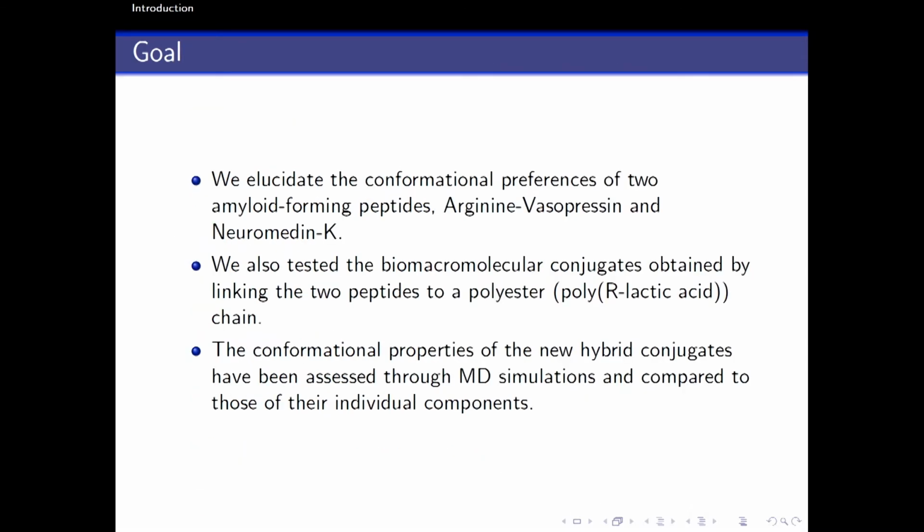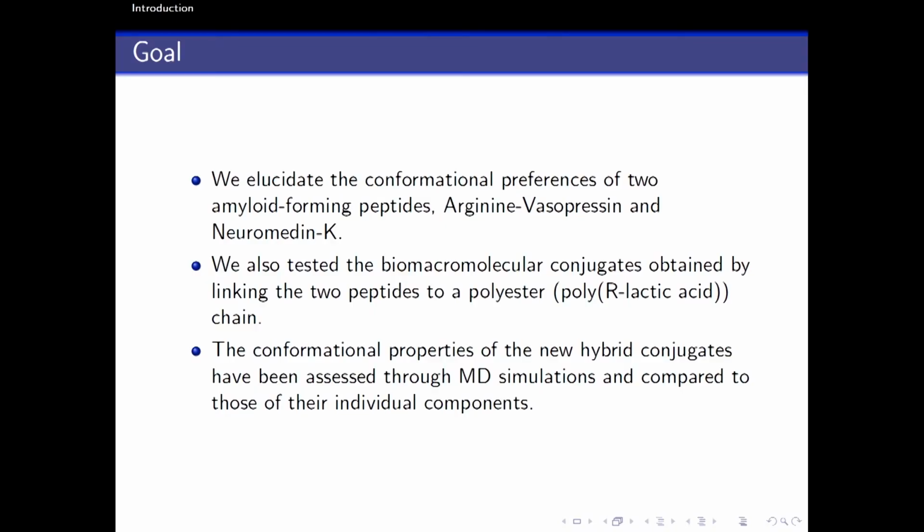In this particular work, we want to elucidate the conformational preferences of two particular systems, which are made of peptides that form amyloids in vivo. One of them is arginine vasopressin, and the other one is called neuromedin K. We tested the conformational and dynamical properties of these peptides when they were conjugated, linked to polyester chains. It's some sort of hybrid material that we generated, and we wanted to test its properties.